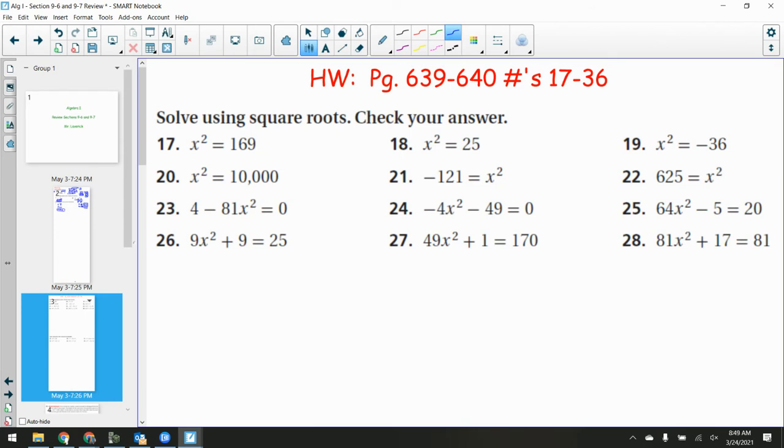All right, let's go over the homework. I'm going to have you guys read off some answers here, and I'm going to get my book out. I'll check them as we go. On page 639. All right. This is a pretty easy read off. Hayden Tripp, what did you get for 17? Plus or minus 13. Plus or minus 13 for number 17. Very good. Thank you for just doing it.